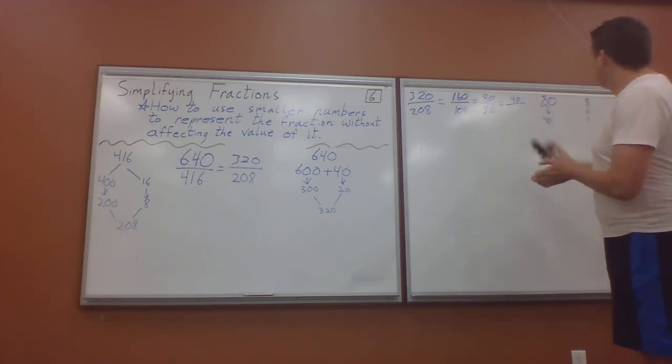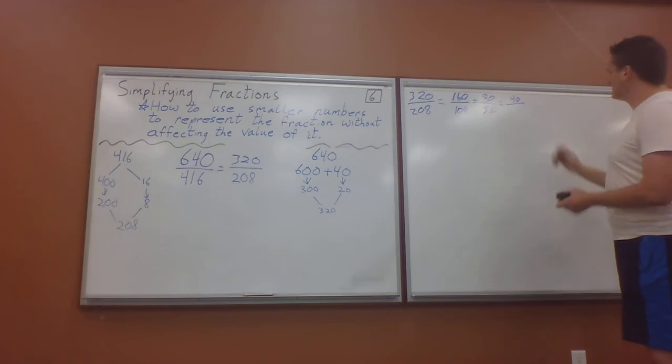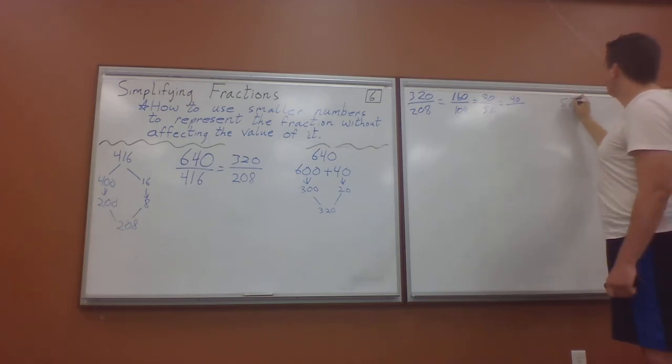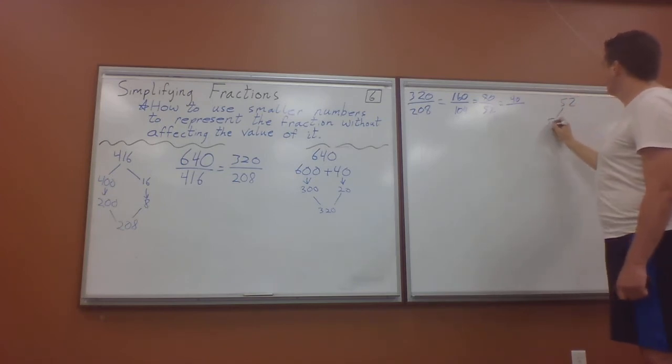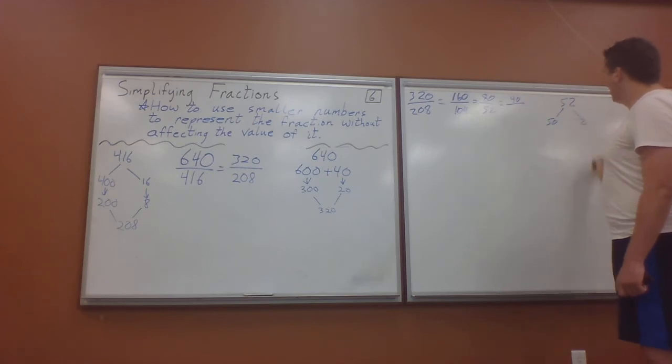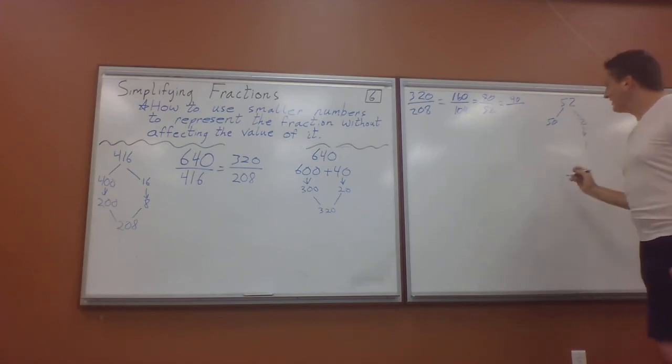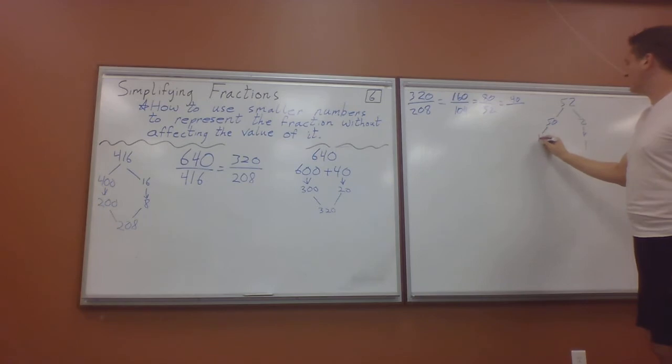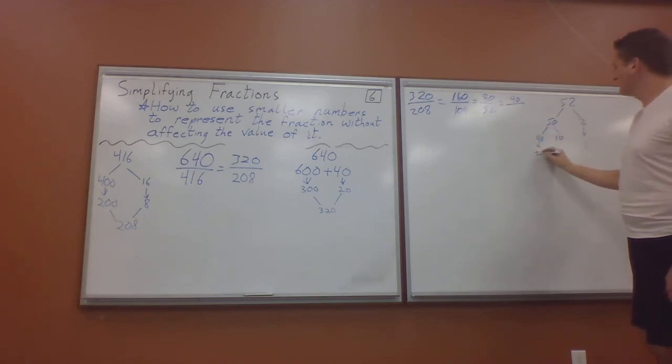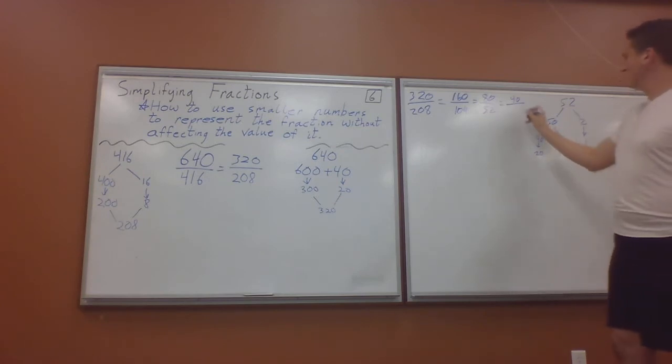All right, so half of 52. I've got to find half of 50 and half of 2. Hopefully we know what half of 2 is. Okay, so half of 50. Maybe what I could do here is go half of 40 and then half of 10. Half of 40 is 20. Half of 10 is 5. So 20 plus 5 plus 1, that's 26.